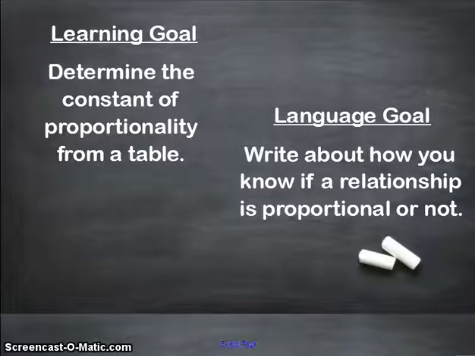All right, your learning goal. We're going to determine the constant of proportionality from a table and then write about how you know if a relationship is proportional or not.